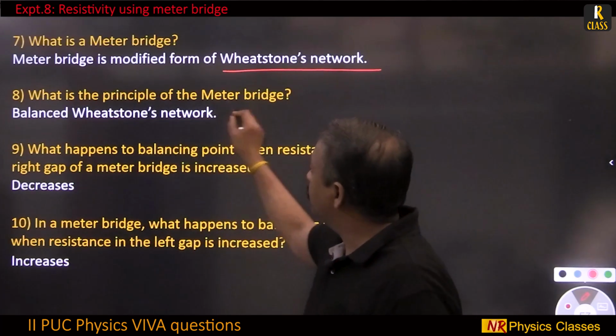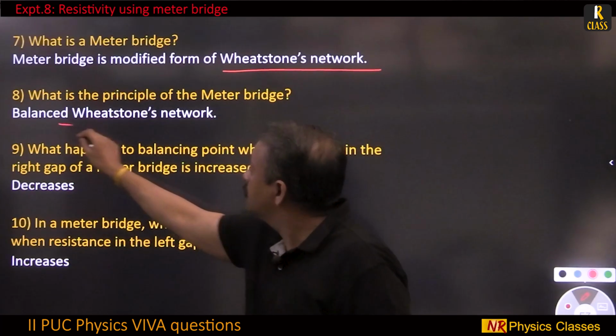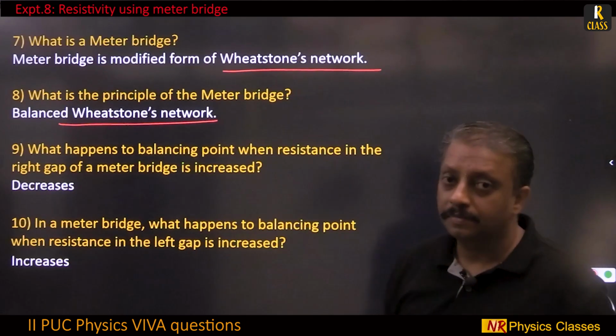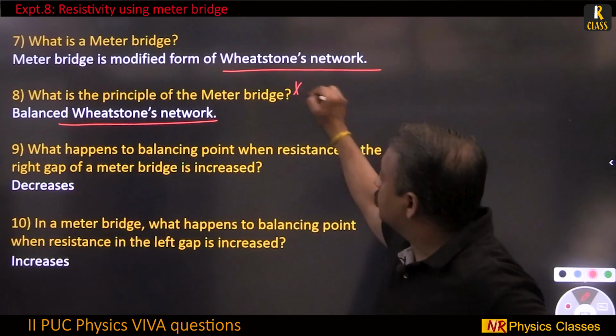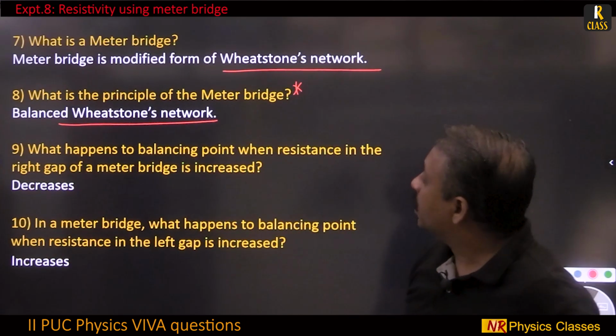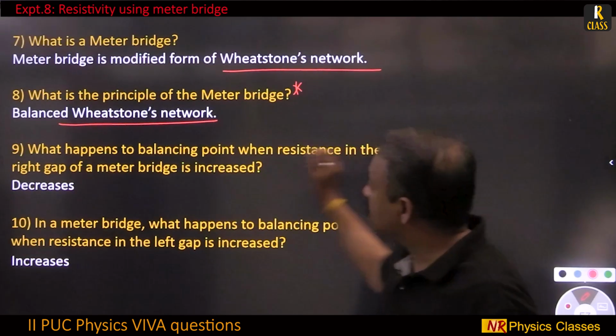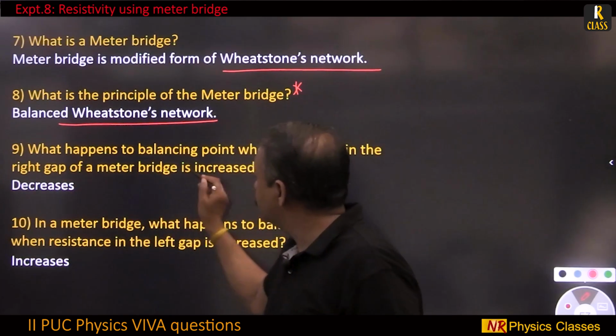What's the principle of meter bridge? Balanced Wheatstone's network. Important question: what happens to balancing point when resistance in the right gap of the meter bridge is increased?